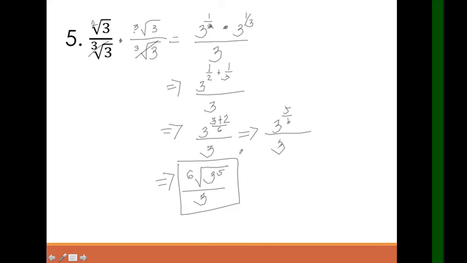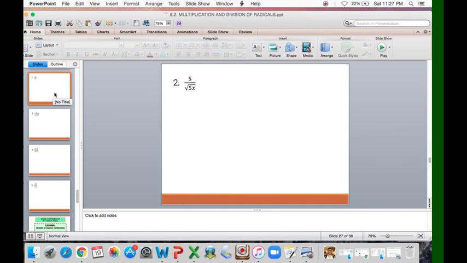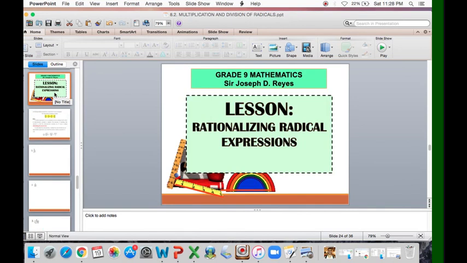Okay? So, that's all about our lesson for the rationalizing the radical expressions, okay, given the different samples. So, I hope you learned something, and good day, everyone.